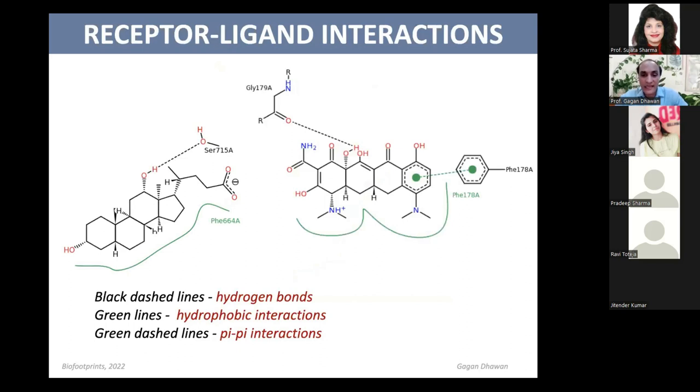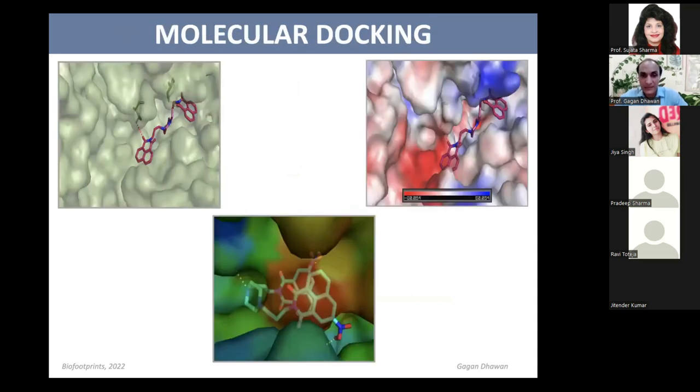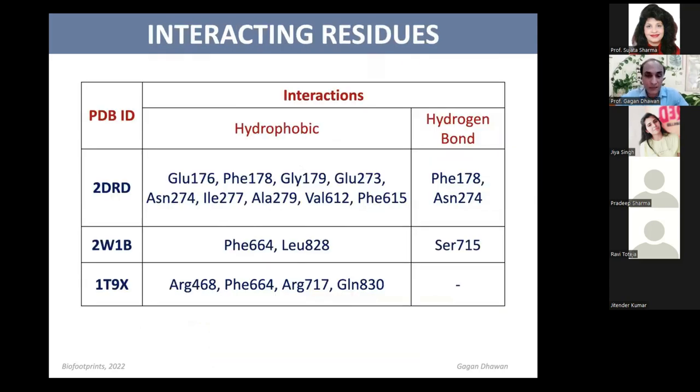And these are the interactions which are there, how these molecules are interacting with the receptors. And these are some of the docked complexes. I'm not going into detail. And these are important crucial interactions which are there in 2DRD, 2W1B and 1T9X, where hydrophobic interactions are there as well as hydrogen bond formations are there.